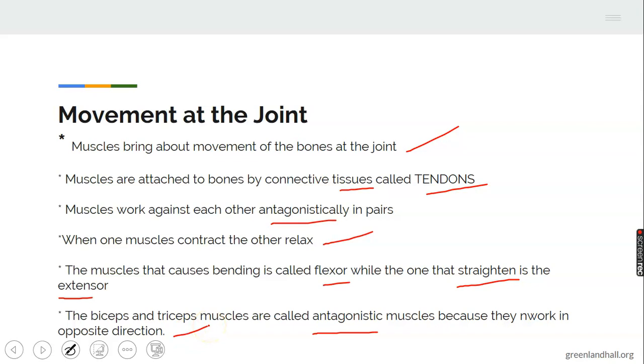When you bend your arm, a muscle contracts. When you straighten it, the other muscle is involved. So the two muscles involved in bending and straightening of the arm are called the biceps and triceps muscles.